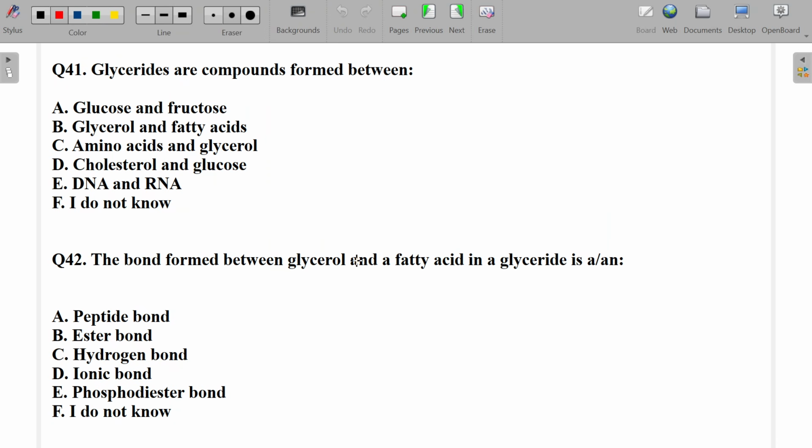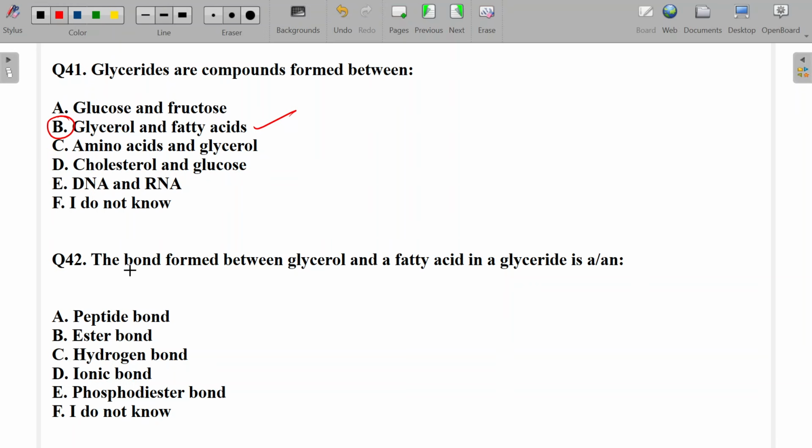Question 41. Glycerides are compounds formed between A, glucose and fructose, B, glycerol and fatty acids, C, amino acids and glycerol, D, cholesterol and glucose, E, DNA and RNA, F, I do not know. B, glycerol and fatty acids. Okay, wonderful.